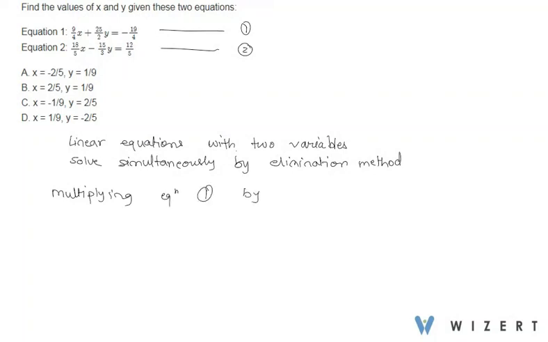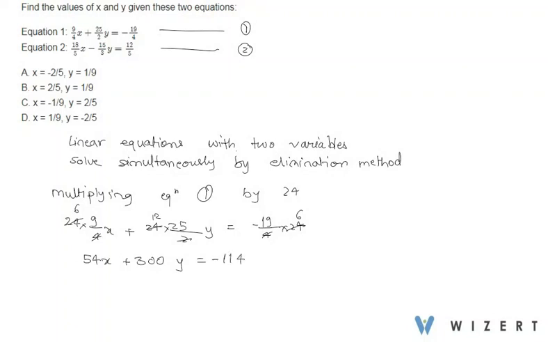So multiplying equation 1 by 24, we get 24 into 9 by 4x plus 24 into 25 by 2y equal to minus 19 by 4 into 24. So that is 4 6s are 24, 6 9s are 54x, plus 2 12s are 24, 12 5s are 60, 24 plus 6 is 30, 300y equal to 4 6s are 24, and this is minus 114. So this is equation A.